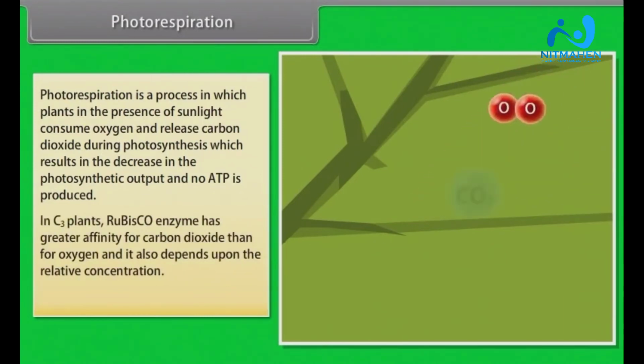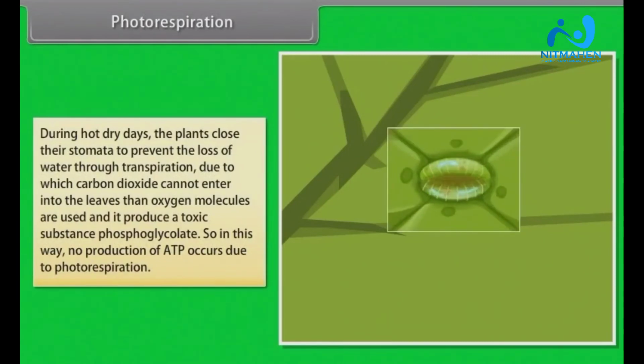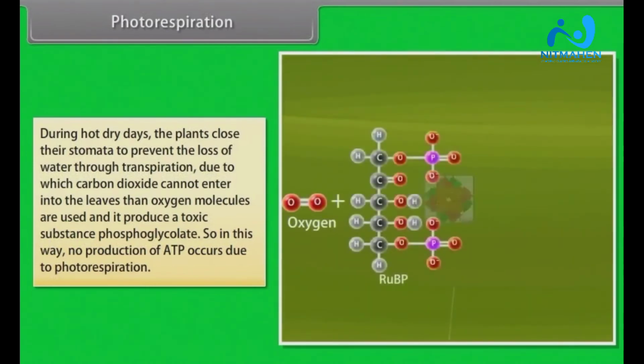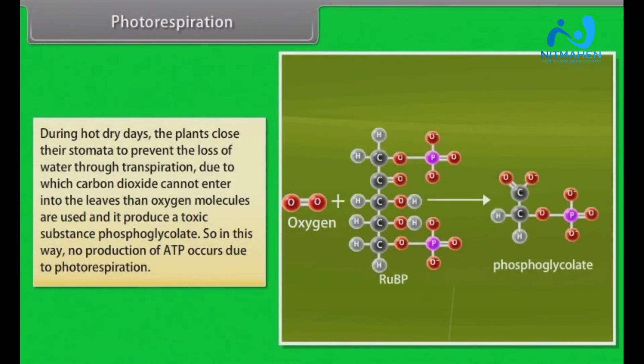In C3 plants, the Rubisco enzyme has greater affinity for carbon dioxide than for oxygen, and it also depends upon the relative concentration. During hot, dry days, the plants close their stomata to prevent the loss of water through transpiration, due to which carbon dioxide cannot enter into the leaves, so oxygen molecules are used and it produces a toxic substance, phosphoglycolate. So, in this way, no production of ATP occurs due to photorespiration.